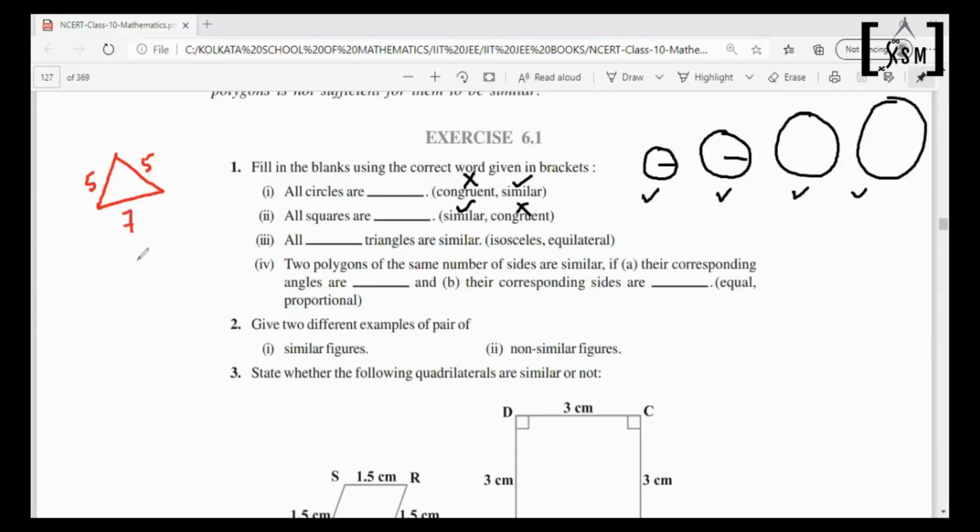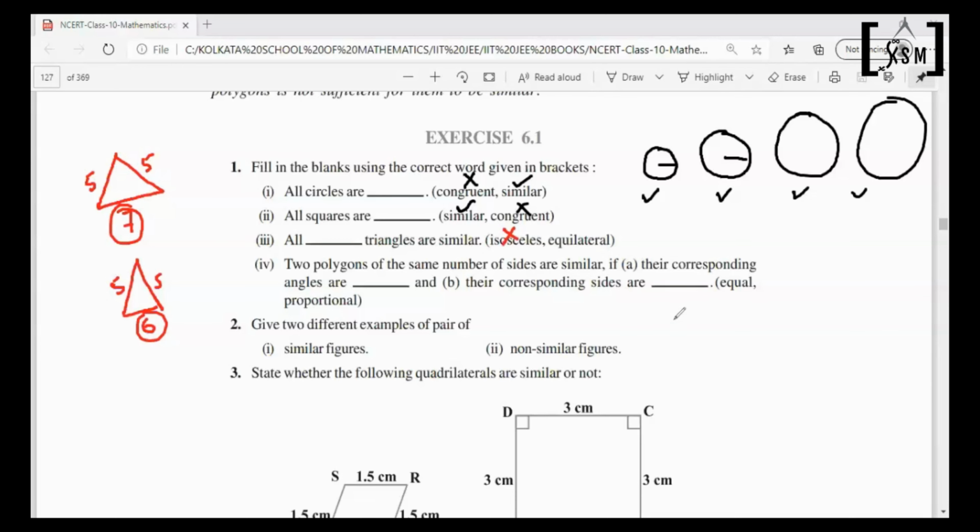We can have another isosceles triangle with the sides 5, 5, and 6. These two sides are equal, but the third ratio is not equal. Sorry, I haven't read the statement properly. So it will be equilateral. Of course, it will be equilateral. Let me give you some examples.